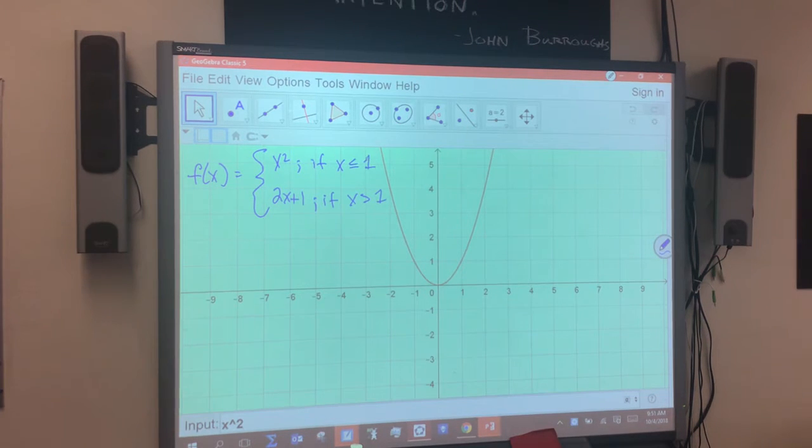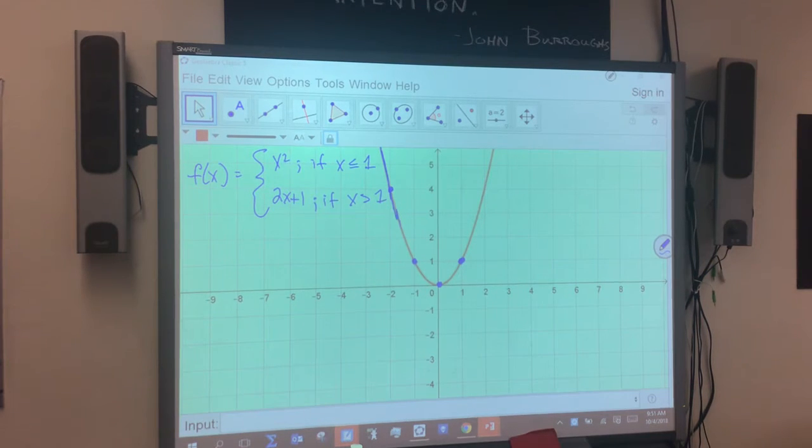If I choose x to be 1, I get that point back right there, right? Now if I choose values that are less than 1, so if I choose a half, I get a fourth back. If I choose 0, I get 0 back. Choose -1, I get 1 back. Choose -2, I get 4 back, right? And these are all x values that are less than or equal to 1.